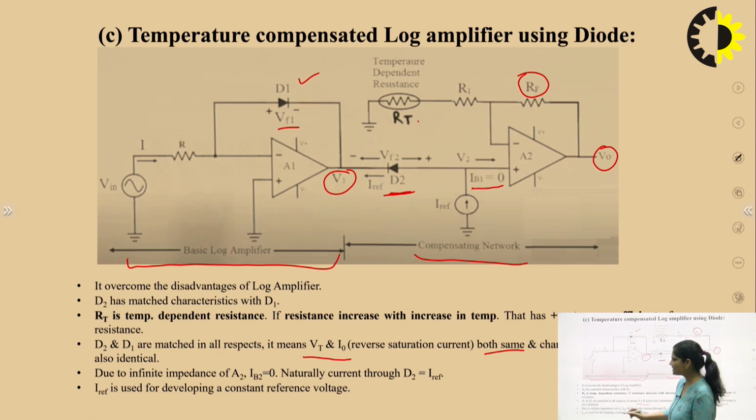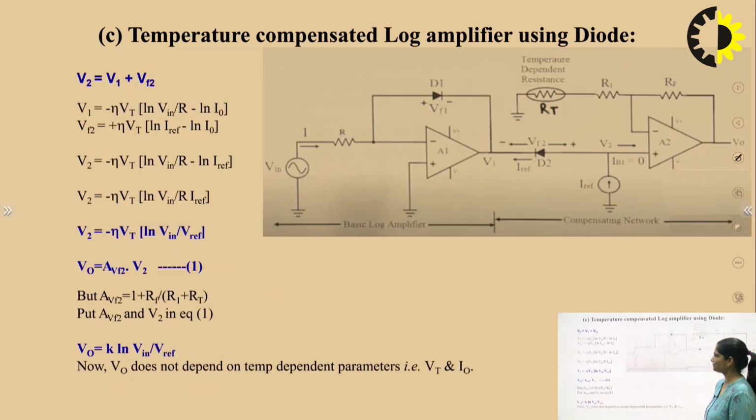The next point you should remember is that due to the infinite impedance of A2, IB is equal to 0. Naturally, the current through D2 is equal to I reference. I reference is used for developing a constant reference voltage. These are the points we have to remember when we are analyzing this temperature compensated logarithmic amplifier using diode. Now we have to find the output voltage of this circuit diagram.